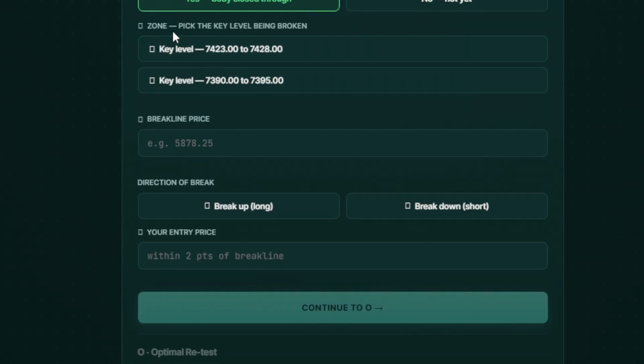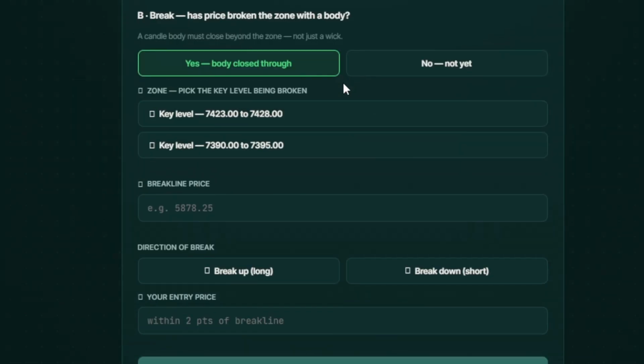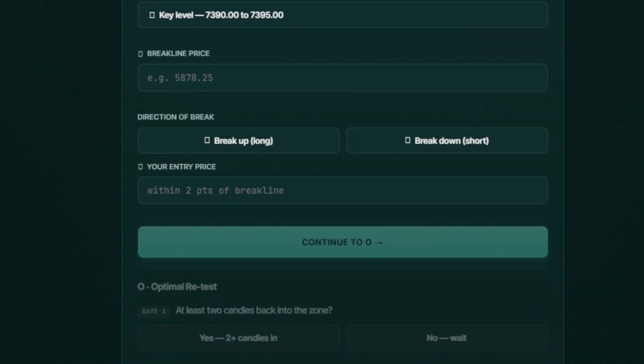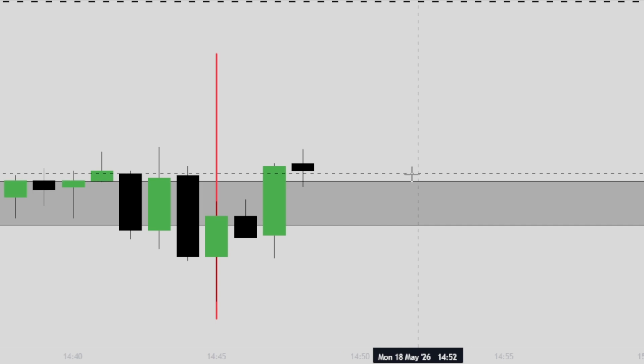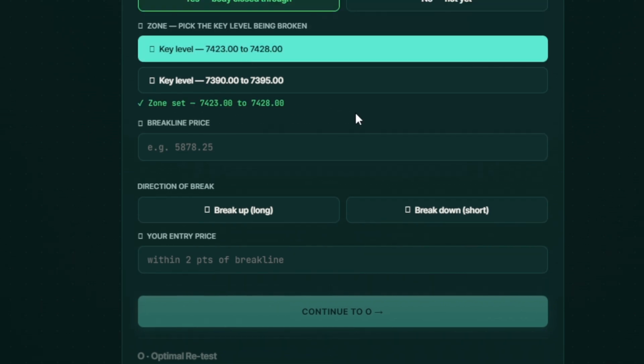Yes. Now the system will force you to tag a key level. So we must be tagged into a key level. If you try and use the Bolt breakout blueprint outside of a valid key level, it's not going to work, right? So we're using the same key levels from the previous part of the session. So we want to pick a key level. So which key level is this? This is now 74.28 to 74.23. So this is the key level here, this one, okay?